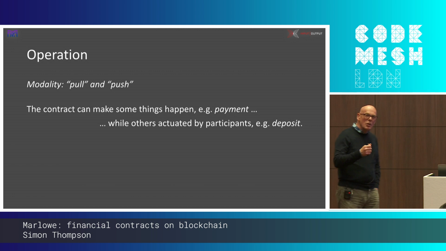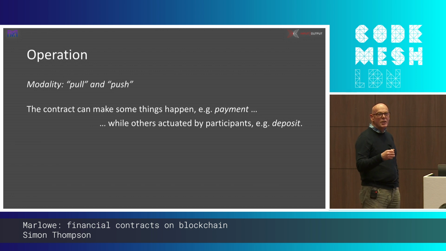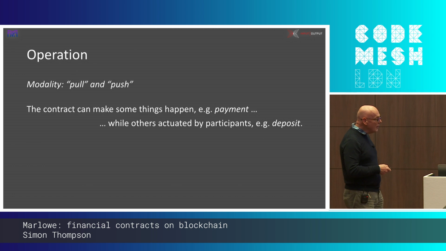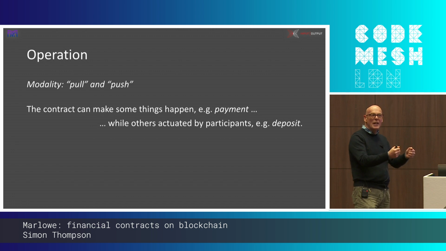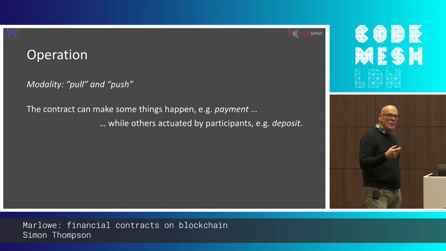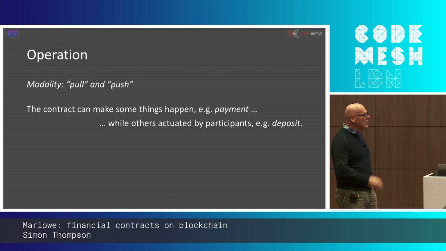There's also a question about how the contract will operate. So the running contract can make some things happen. It's a program that's running on a distributed environment. We can ensure if the contract says a payment should happen, the contract can make that happen. But other things, the contract, of course, can't do, because there are participants. Somebody who's participating in a contract may have to deposit some money in that contract. The contract can't force them to do that. So there can be a difference in modality. We can push a payment, but we have to pull in a deposit.